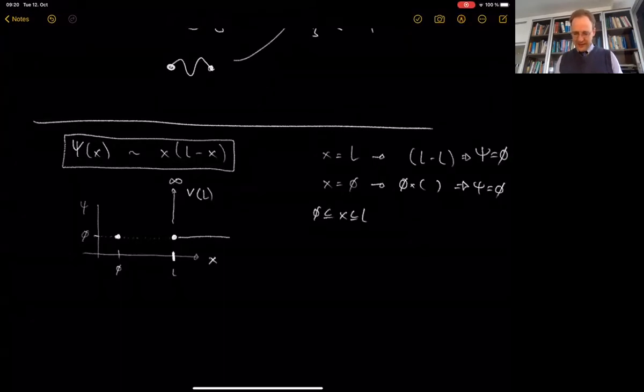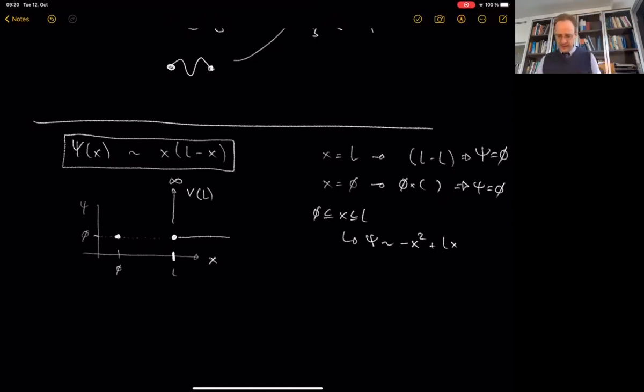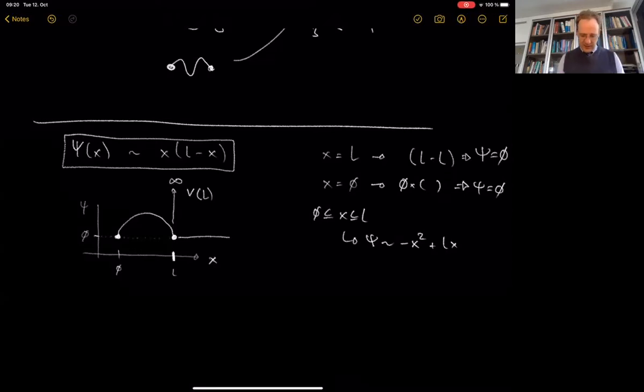Well, we can simply multiply this out, right? In that case, psi is proportional to minus x squared plus Lx, and that's it. So this means you have something quadratic. The leading order is quadratic for your wave function, right? Should look something like this. This is sort of the truth, right?